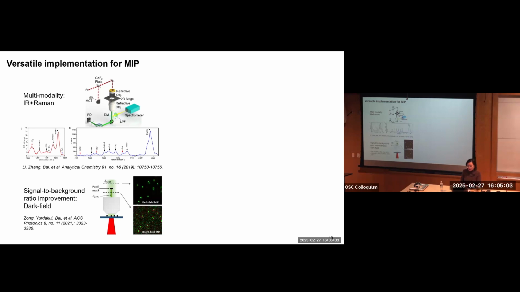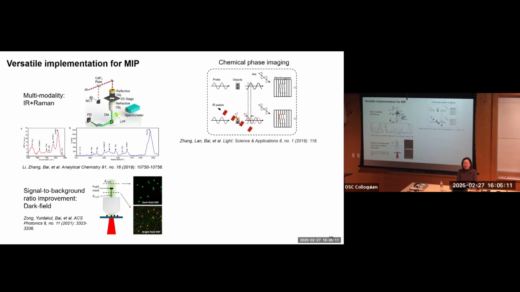We can also couple a dark field imaging modality to this so that we can significantly increase the signal to background ratio. We can further couple a quantitative phase imaging modality into our MIP setup so that, on top of the quantitative phase imaging contrast, we also add the additional domain information of the infrared absorption.